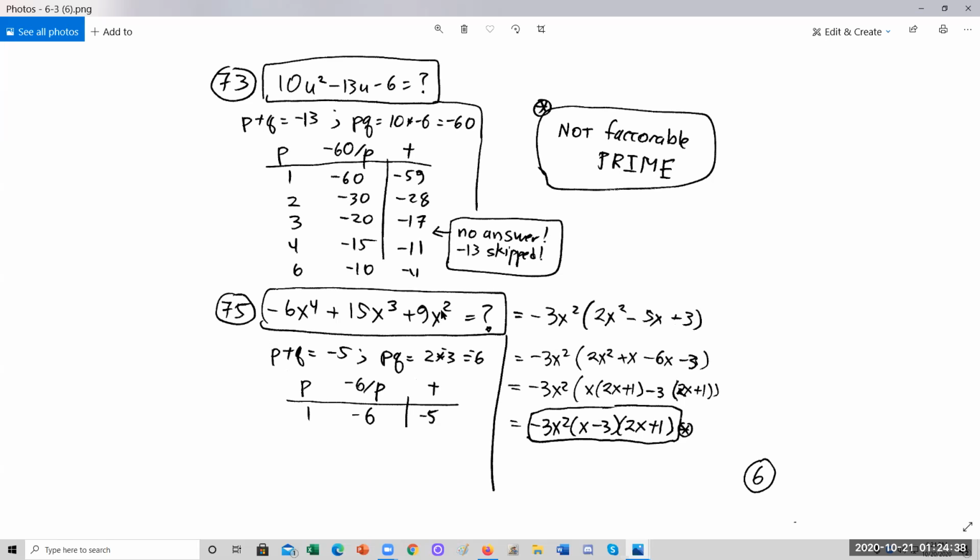For 73, you're just putting not factorable? Prime, yeah, say not factorable, that's the answer. Prime is the answer, both are the answer, yes. So this is the answer. I always put a star next to the answer.